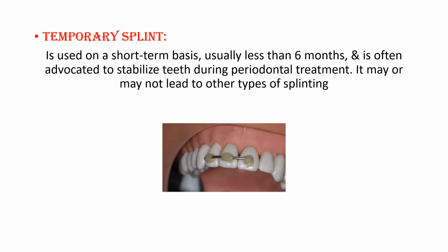Temporary splint is used on a short-term basis, usually less than 6 months, and is often advocated to stabilize teeth during periodontal treatment. It may or may not lead to other types of splinting.